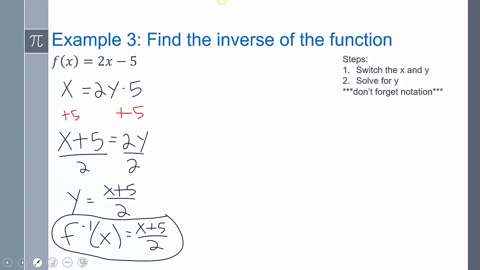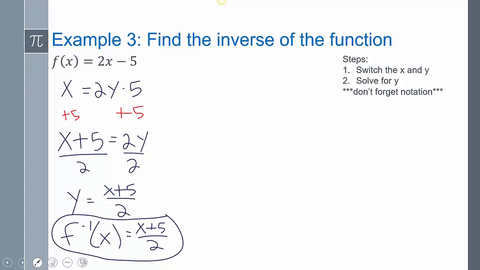So to repeat what I did, to find your inverse function, the first thing you're going to do is switch the x and y values. There's your y, there's your x, and I switched them. Then I solve for y. So I got y by itself, and because this is still a function, I was able to use this notation.